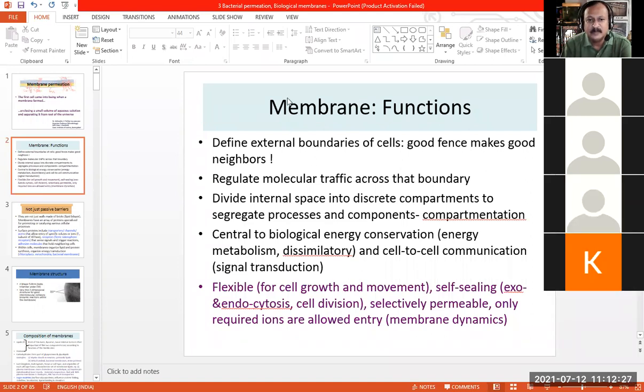Aishwarya? No, sir. Shamim? No, sir. Pragati, quorum sensing? Yes, sir. Yes, Shubhangi.